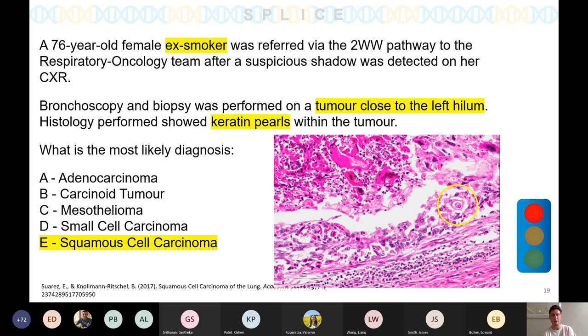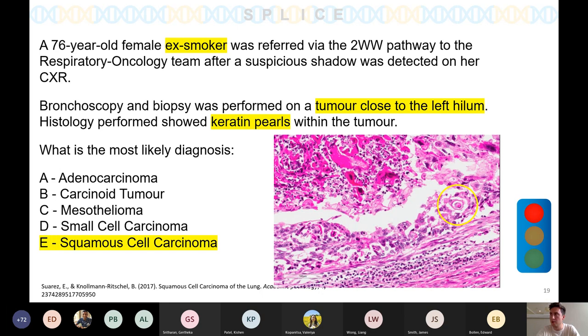Keratin pearls are very common in a squamous cell carcinoma. So if you see that, it's basically pathognomonic of a squamous cell cancer. For those of you who like your histology, I've highlighted what a keratin pearl looks like. But to be honest with you, I could never spot that, and I had to Google where it actually was on this image.